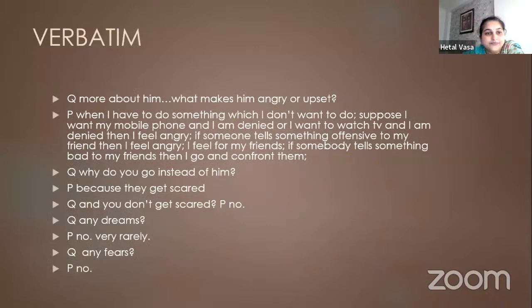More about what makes him angry. Now the patient starts speaking because it's an issue which is bothering him. He says, I don't like it when I'm forced to do something which I don't want to do. Suppose I want my mobile phone and I am denied, or I want to watch TV and I am denied, then I feel very angry. If someone says something offensive to my friend, then I feel angry.